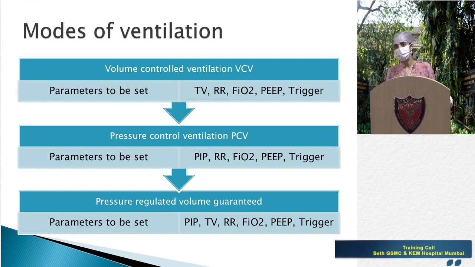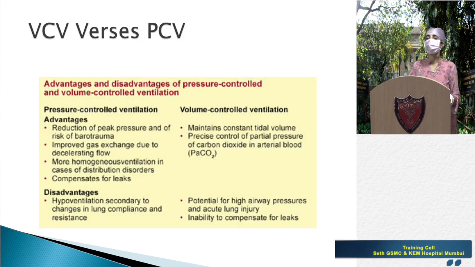Now in pressure control ventilation, what will be the difference in the parameters? I'm going to set the pressure, or if it is support ventilation, I'll be setting the pressure support. Then there is something called pressure regulated volume guaranteed. That means I am trying to control both pressure and volume, but here you have to be very vigilant and monitor the patient. Now volume versus pressure, which is good, which is bad, both have their pros and cons. In pressure control ventilation, the advantages are reduction in peak pressures and less risk of barotrauma, improved gas exchange, more homogeneous ventilation, and it can compensate for leaks.